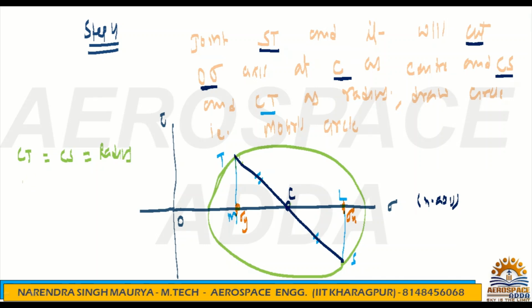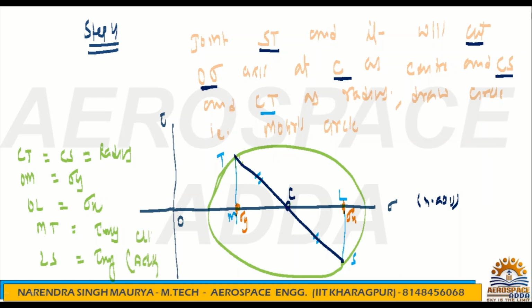Okay. OM, sigma Y, OL, sigma X, MT, tau XY, clockwise, LS, tau XY, anti-clockwise. Right? Done. Now, if we see, this is radius R. Similarly, here also downside, your choice, both sides you can.